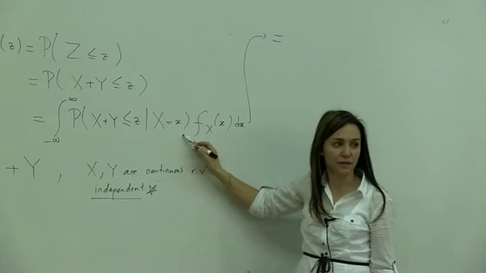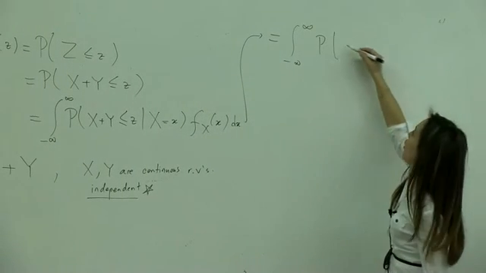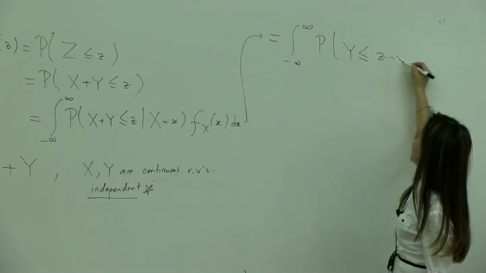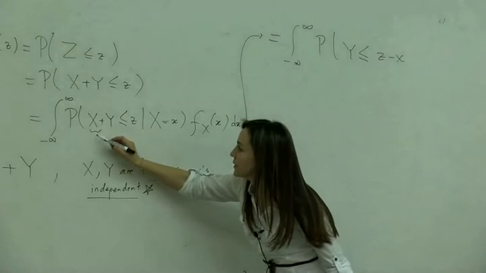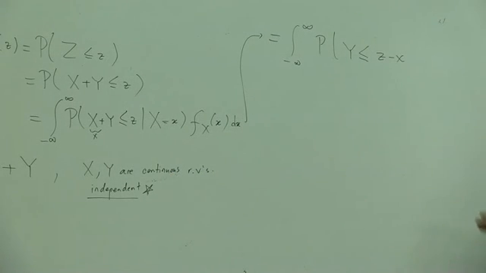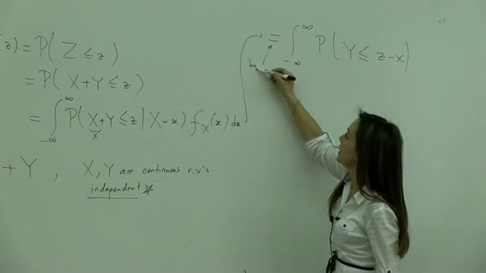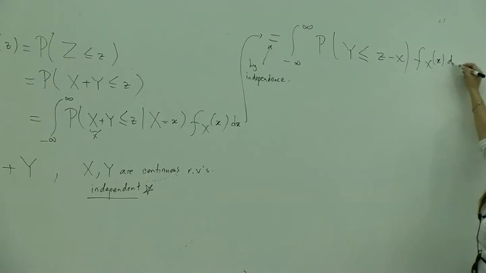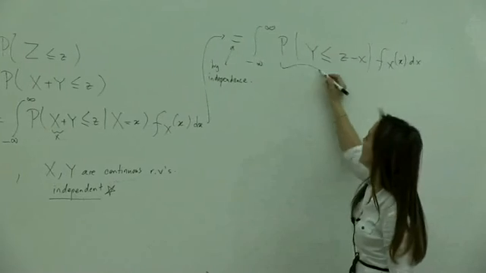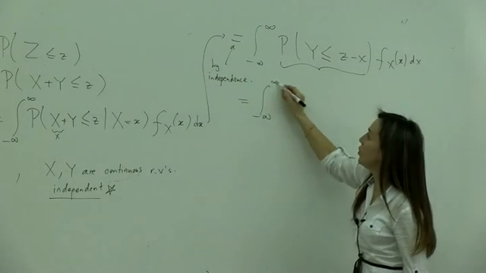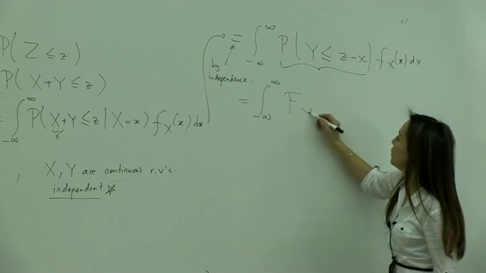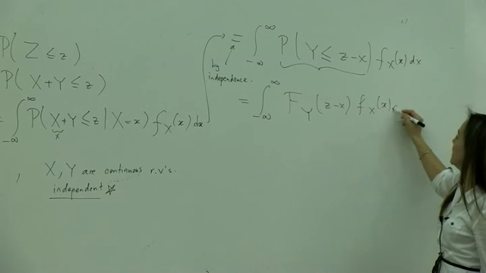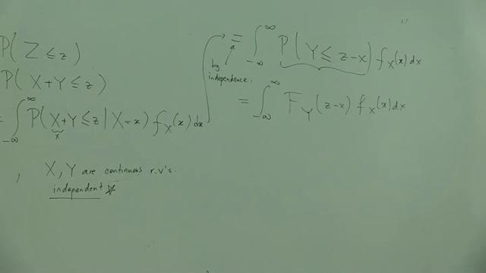I can express this probability as the probability that y is less than or equal to z minus x, because the value of x is given to be small x. And I can also drop the conditioning because of independence. Let's just drop the conditioning because of independence. So I'm going to say again, by independence, and I have fx of x dx. Now, what is this expression? That is nothing but the CDF of y. So that is fy of z minus x times fx of x dx. Very nice. What is this thing that I computed? It's the CDF of z.